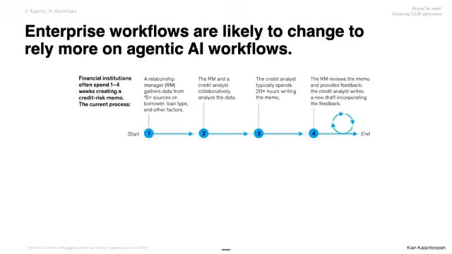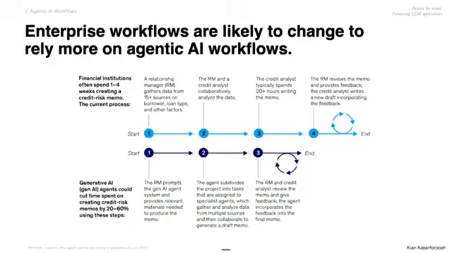They then ran a research study where they changed the process. They said Gen AI agents could actually cut time by 20 to 60% on credit risk memos. The process changes so that the relationship manager works directly with the Gen AI agent system and provides the relevant materials needed to produce the memo. The agent subdivides the project into tasks that are assigned to specialist agents, gathers and analyzes the data from multiple sources, and drafts a memo. Then the relationship manager and the credit analyst sit down together, review the memo, give feedback to the agent, and within 20 to 60% less time, are done.